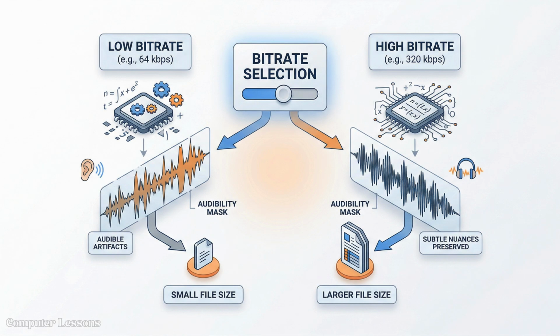Bitrate selection determines the balance between audio fidelity and the size of the compressed file. A higher bitrate provides more data for the mathematical model to preserve subtle nuances of the sound. Low bitrates introduce audible artifacts, where the compression process removes too much relevant information.